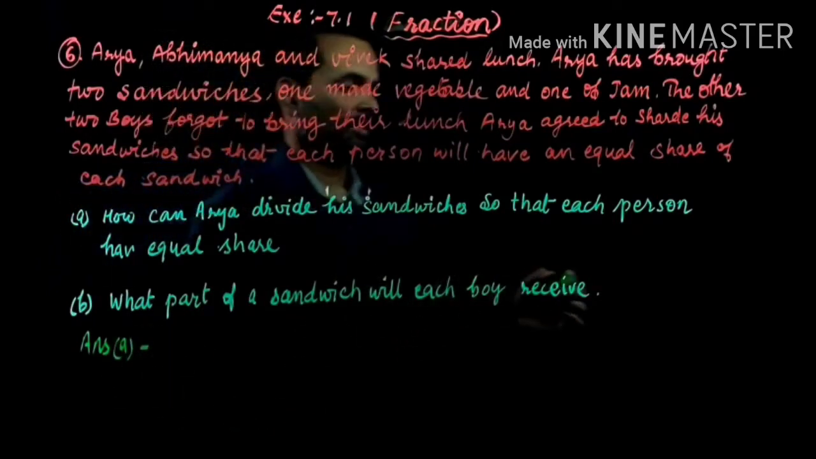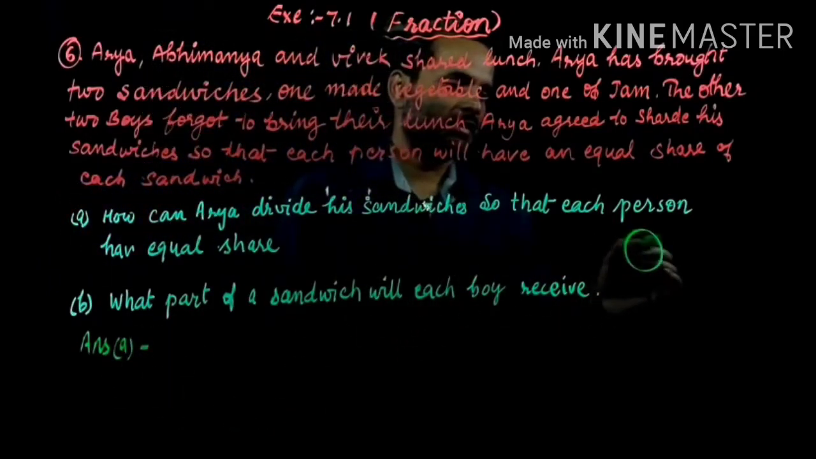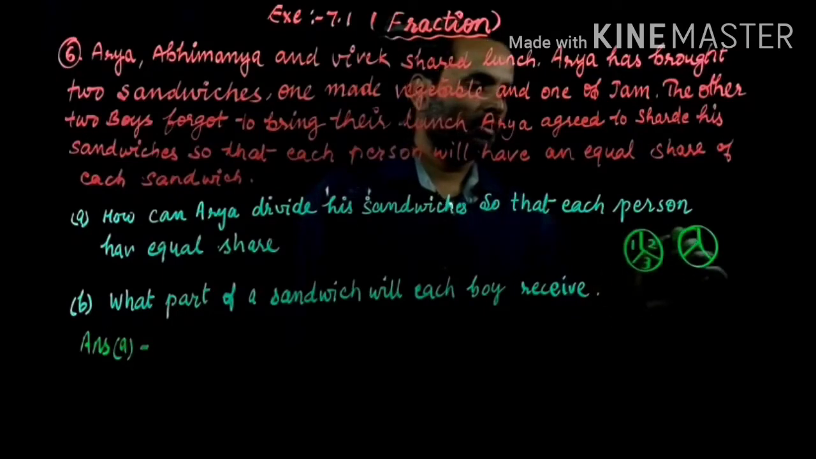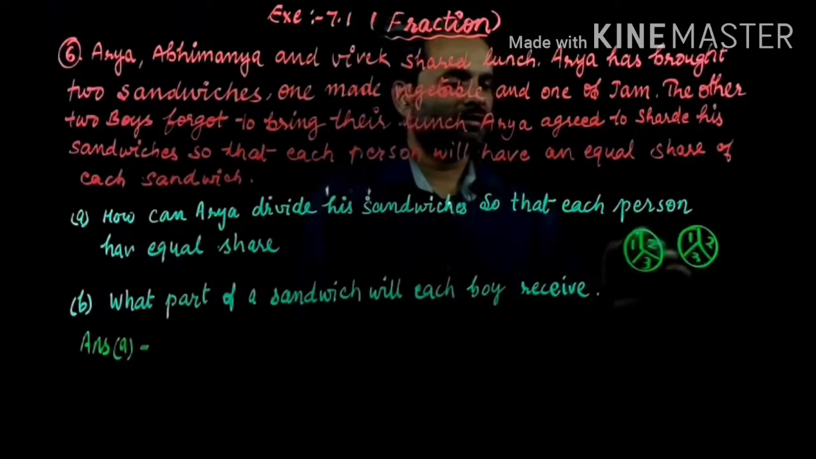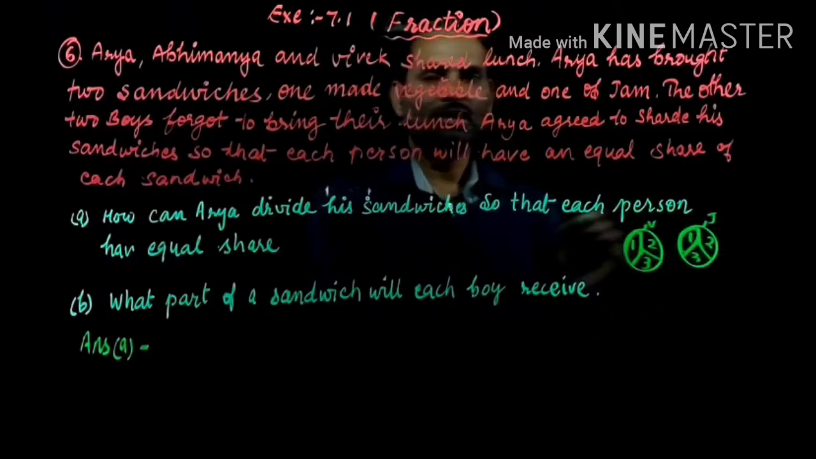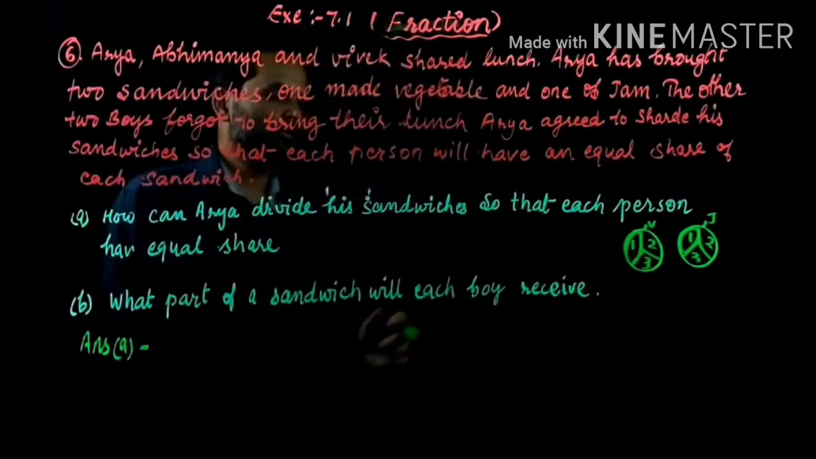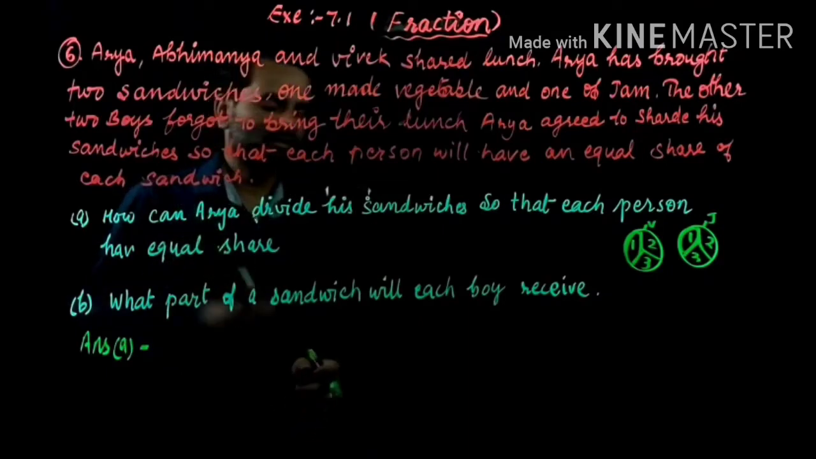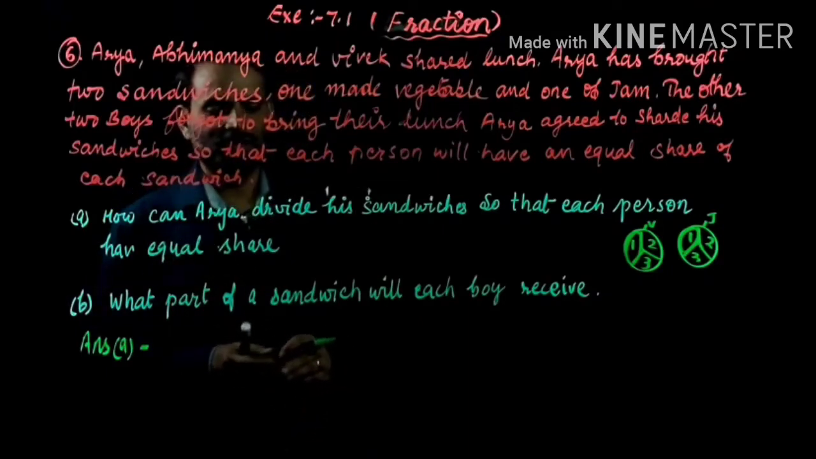Okay, there are 2 sandwiches. Each will be divided into 3 equal parts: 1, 2, 3 and 1, 2, 3. This is the vegetable and this is the jam. Okay, 1/3 part is given to Abhimanyu, the second part is given to Vivek, and the third part is for Arya.